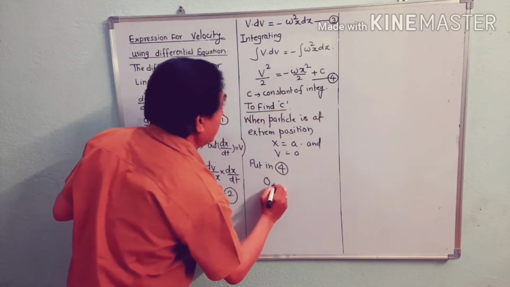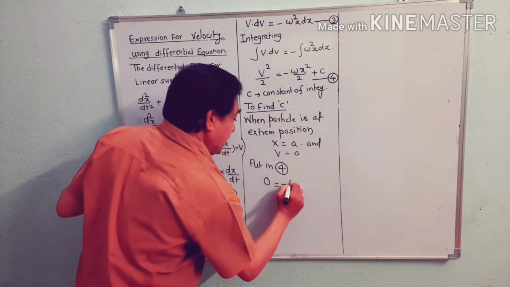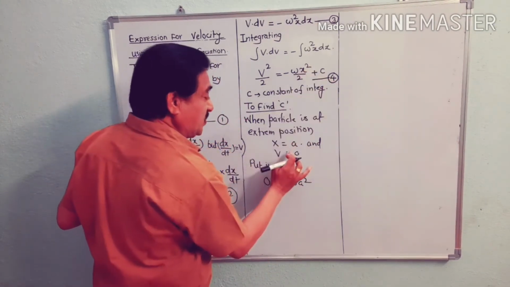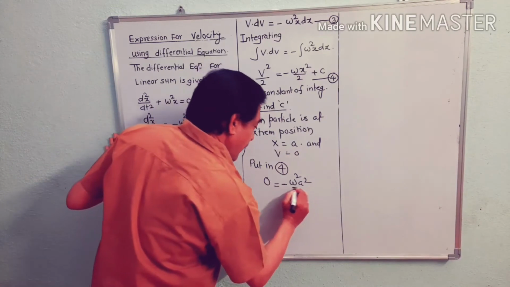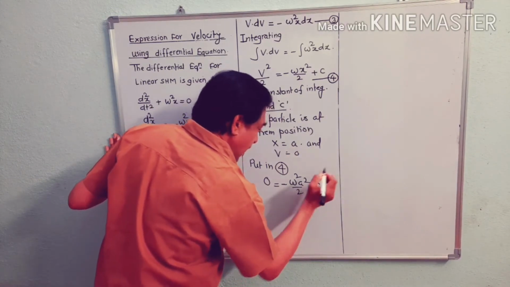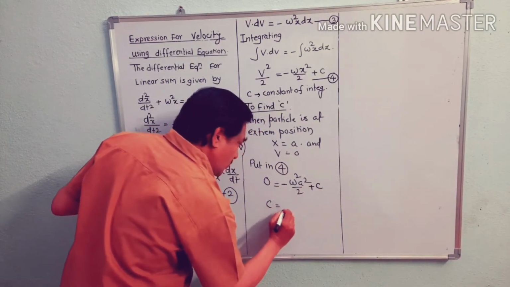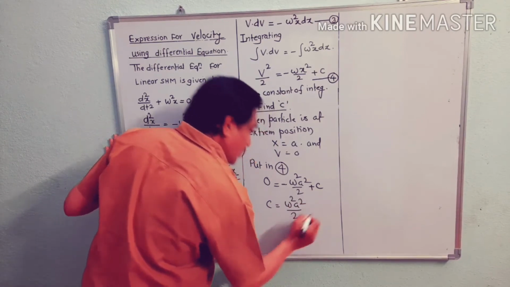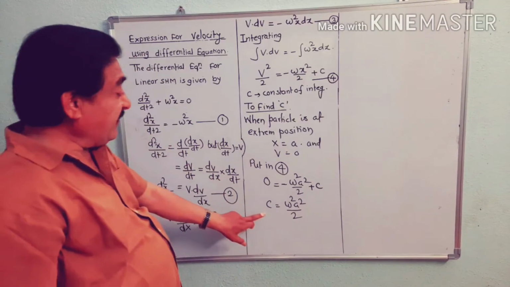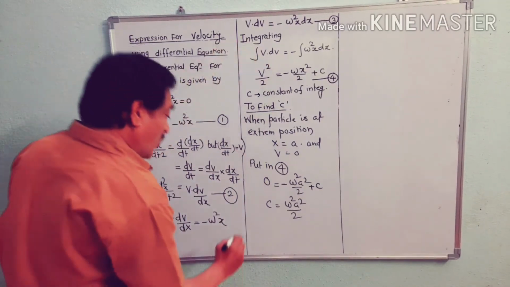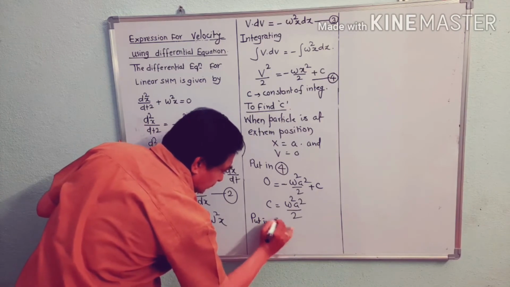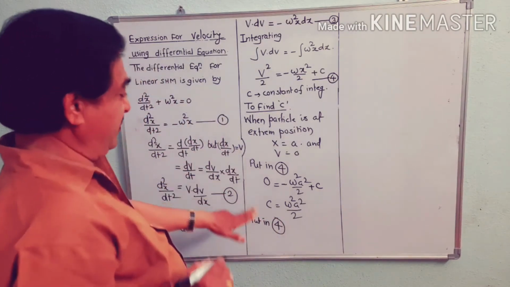Velocity is 0, so 0 is equal to minus omega square a square upon 2 plus c, because x is equal to a. And c is equal to omega square a square upon 2. Put this value of c in equation 4. इक्वेशन 4 मध्ये किंमत ठेवून दिली.